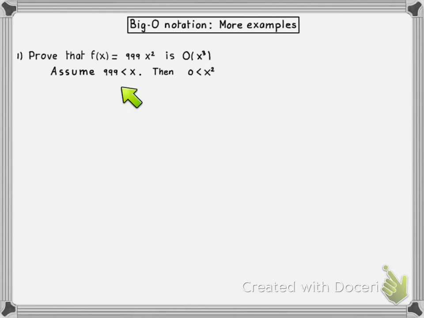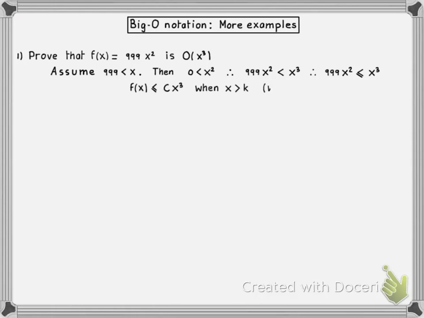Therefore, we can multiply each term of this inequality by the constant x squared. Since it's strictly positive, it will not change the inequality. So when we do that, we get the new inequality: 999 times x squared is strictly less than x cubed. We're almost done since this is f of x. This is a constant times x cubed. All we need is the equal sign on the inequality, which we can add as an inference step, as we've been doing all along. So in conclusion, we just proved that if x is large enough, then f of x is less than a constant times x cubed.